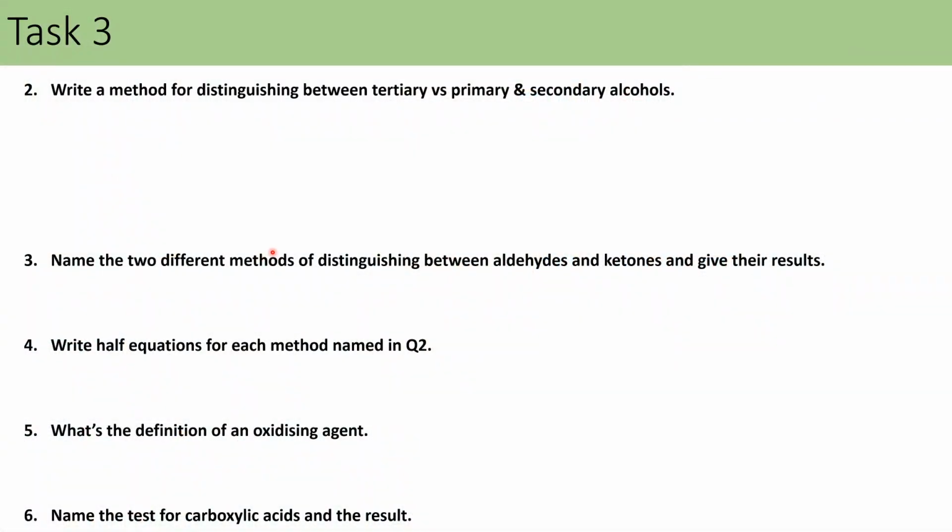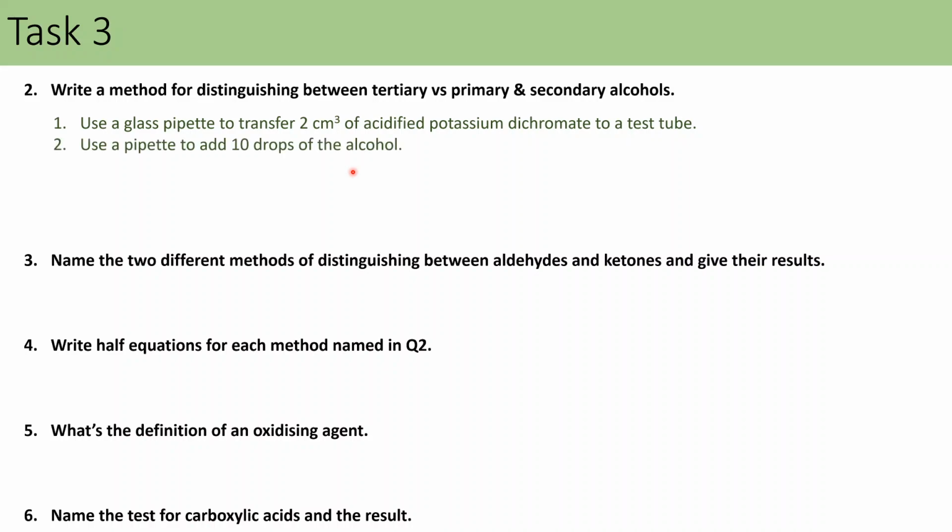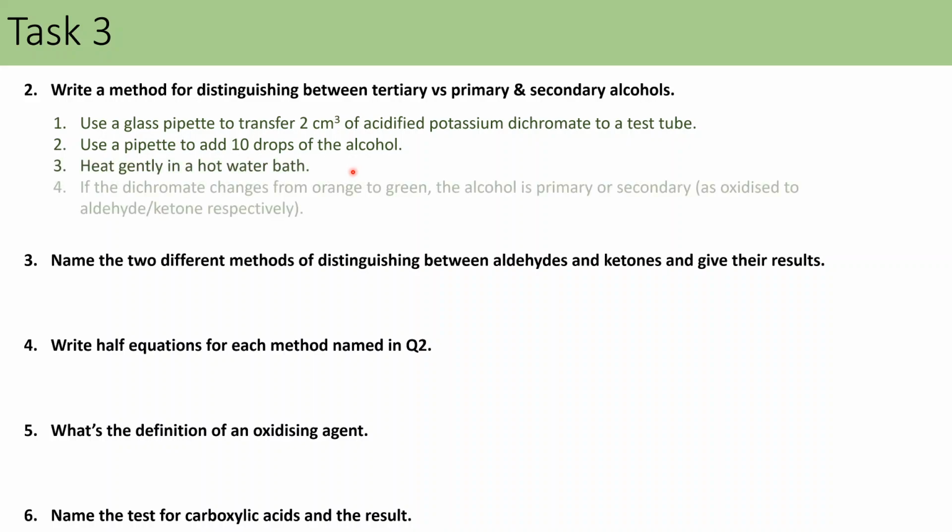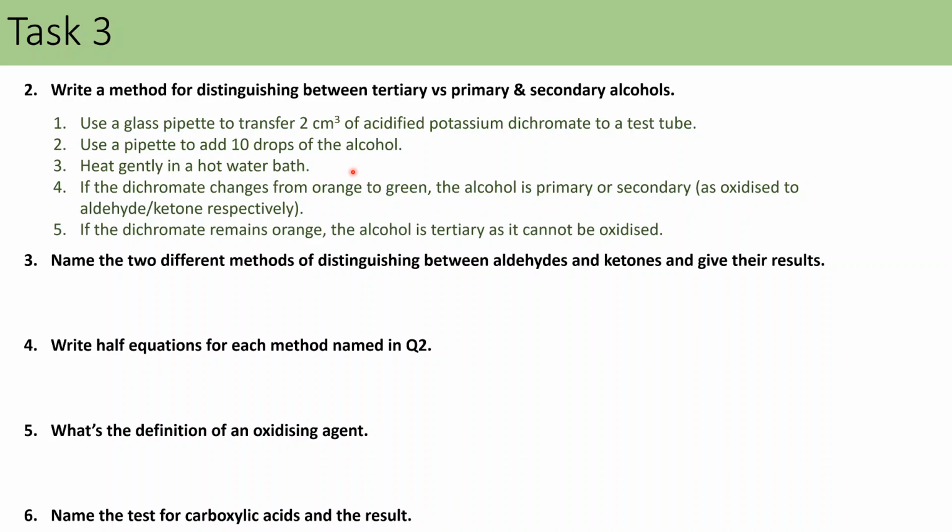Right, so a method for distinguishing between tertiary versus primary and secondary alcohols. So that's tertiary versus primary and secondary. Primary and secondary is one category there. So let's start this off. The first thing we're going to do is use a glass pipette to transfer 2 centimetres cubed of acidified potassium dichromate to a test tube. Then to that test tube, we're going to add 10 drops of the alcohol. We're then going to heat it gently in a hot water bath. And then if it changes from orange to green, then we've got a primary or secondary alcohol. And if it stays orange, then we're looking at a tertiary alcohol, because tertiary alcohols cannot be oxidised.